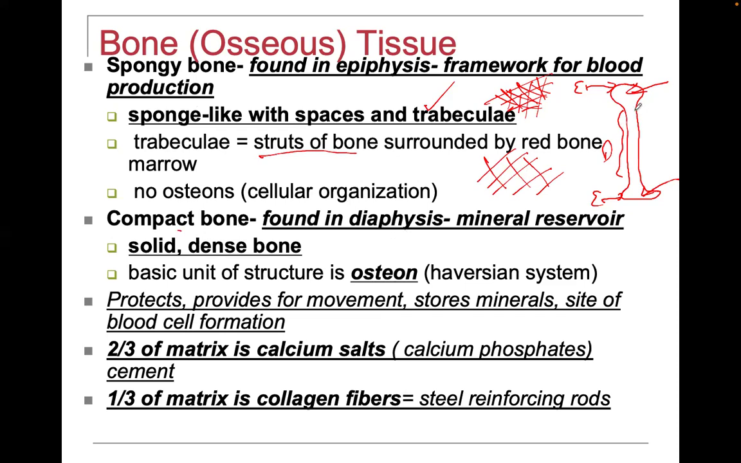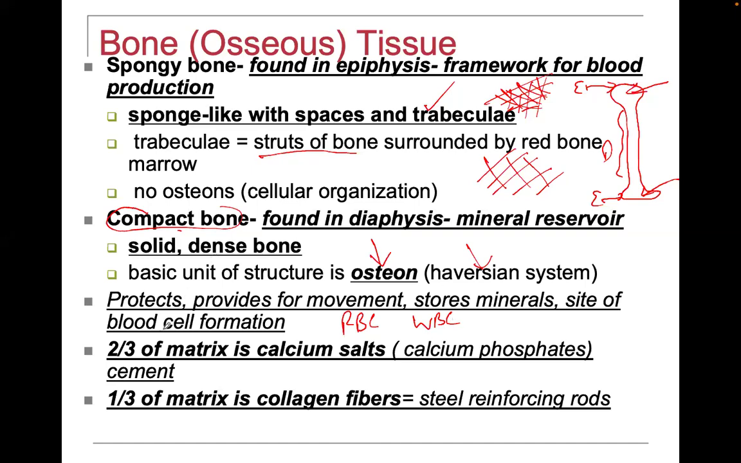Compact bone is found here throughout the diaphysis. That's where we store a lot of minerals. It's much more solid, it's much more dense. So that real basic functional unit of compact bone is the osteon, and it's got that Haversian canal system. So the bones are going to protect us. It's going to provide movement for us. It's going to store minerals for us. And it's the site of blood cell formation, both red blood cells and white blood cells.